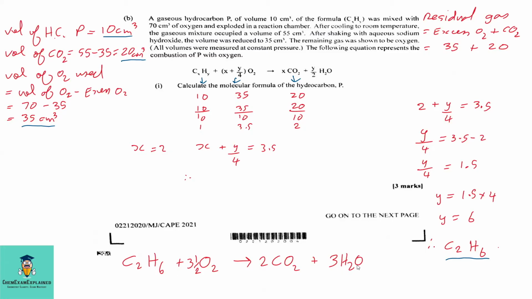We can now balance the oxygen. So 2 times 2 equals 4, plus 3 equals 7. What we do now is find a value that when you multiply by 2, you get 7. And that value would be 3.5, which is the same thing as 7 over 2.